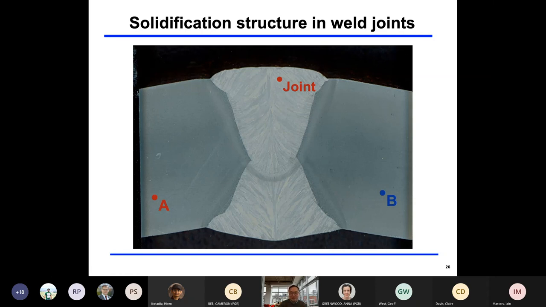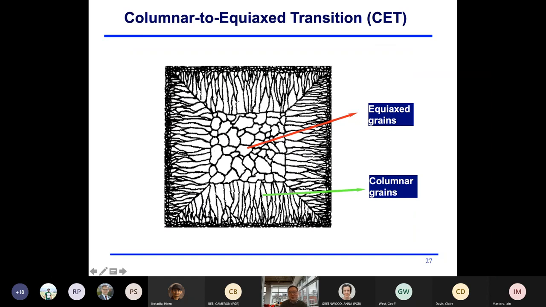So today I want to do some fundamental studies looking at how this grain structure changes, from very small fine grains to columnar grains and then to equiaxed grains. This is something called the columnar to equiaxed transition. This happens in welding and in casting. In most solidification conditions, you have columnar grains, normally elongated longer ones, or equiaxed ones, where you can round the shape of the grains.